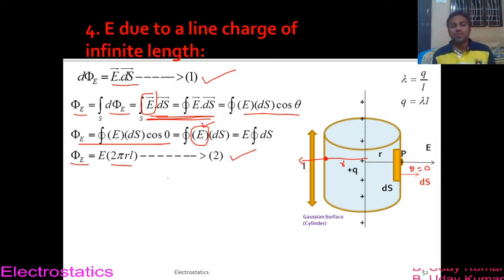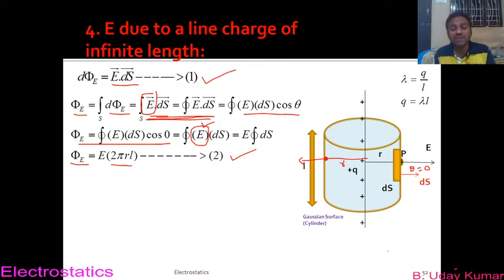So now we have found the total electric flux that is coming out of this cylinder. Remember, it's a line charge of infinite length, and hence all the lines will be directed outwards. So no line of force will be coming out of the upper surface and lower surface, and hence I am not considering that flux.